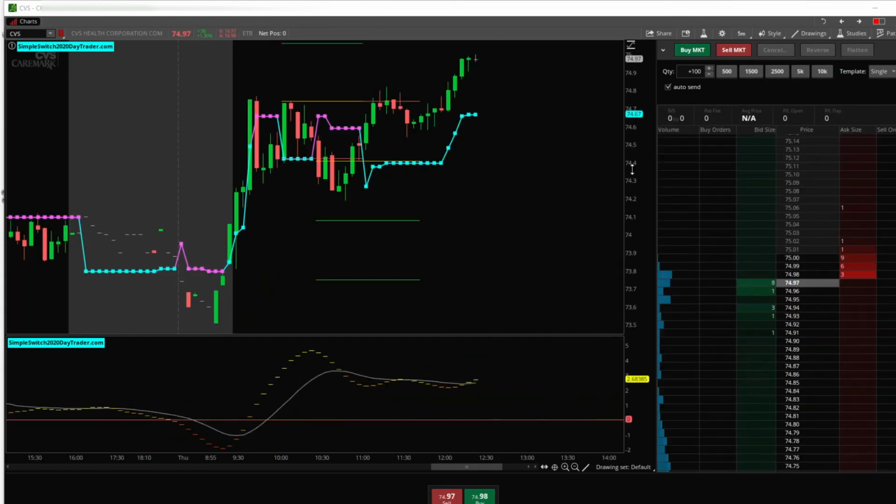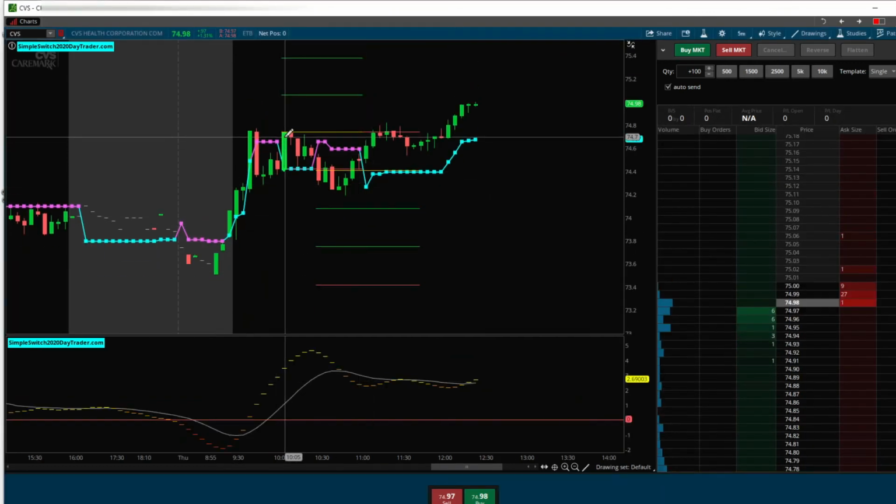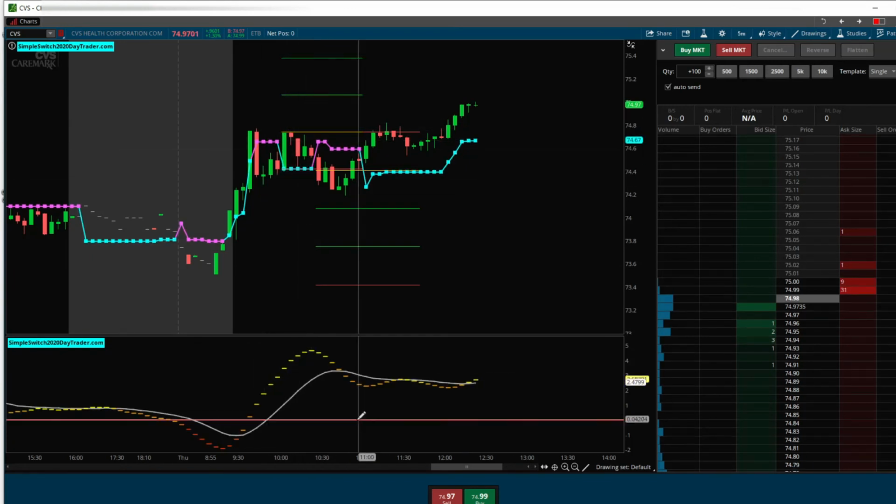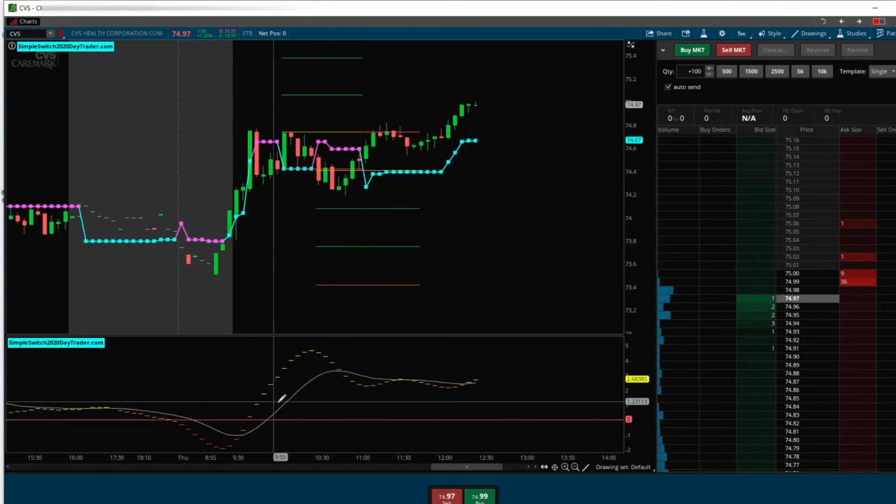CVS, good thing I wasn't here this morning. CVS had a trade on the simple switch strategy, and I only would have shorted though, even though we had a switch with permission long. I wouldn't have traded this long based on that because I don't trade this long based on the algo, at least on the permission of the algo.